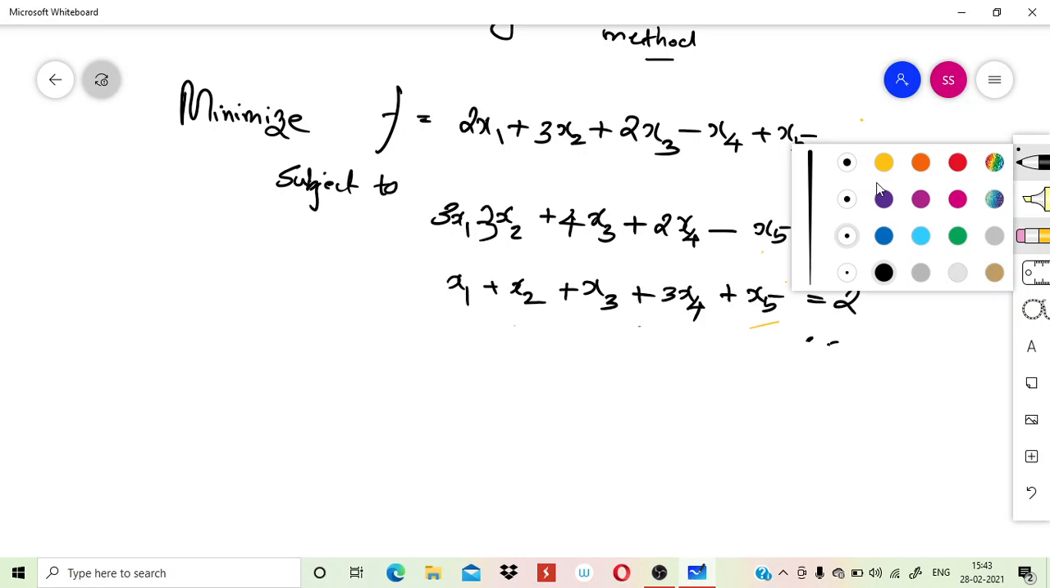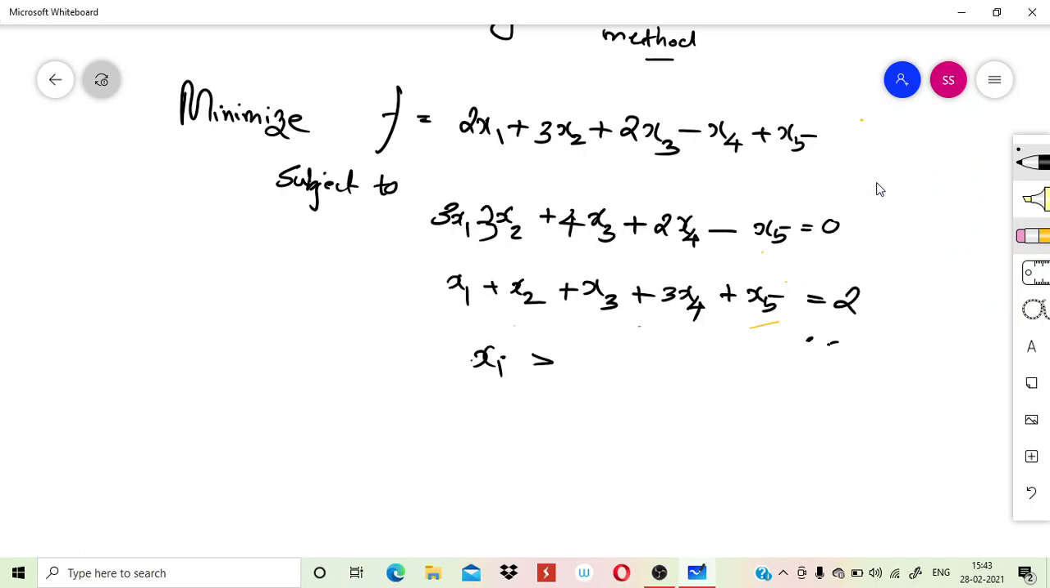So here we have xi greater than or equal to 0, i varies from 1, 2, 3, 4, and 5. Okay, yes. Here the right-hand side constants of this system of linear equations are non-negative. That means either positive or zero constants. Okay, and all are equality type.